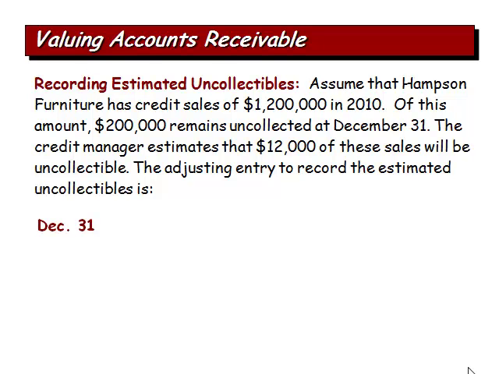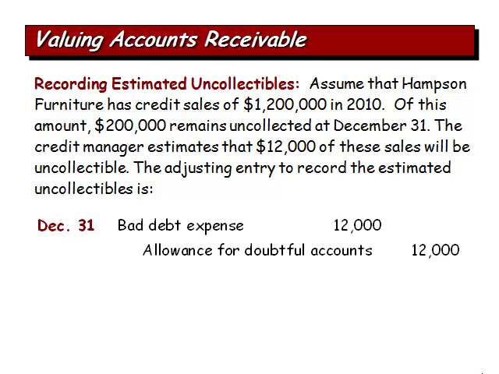So we'll do some examples here. Assume that Hampson Furniture has credit sales of $1,200,000 in 2010. Of this amount, $200,000 remains uncollected at December 31st. The credit manager estimates that $12,000 of these sales will be uncollectible. The adjusting journal entry to record the estimated uncollectibles is a debit to bad debt expense of $12,000 and a credit to allowance for doubtful accounts of $12,000.